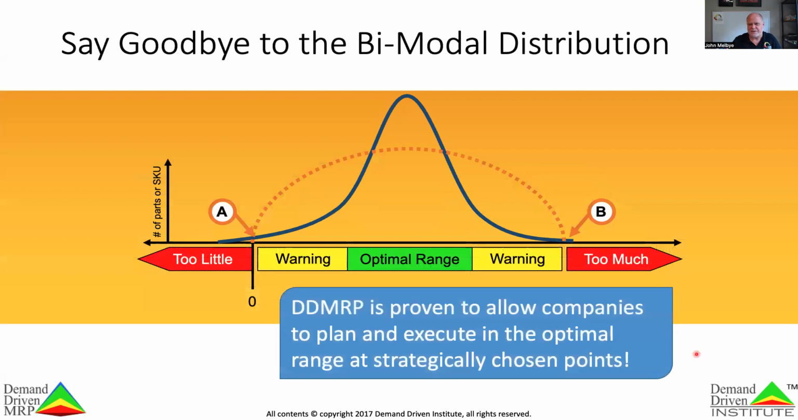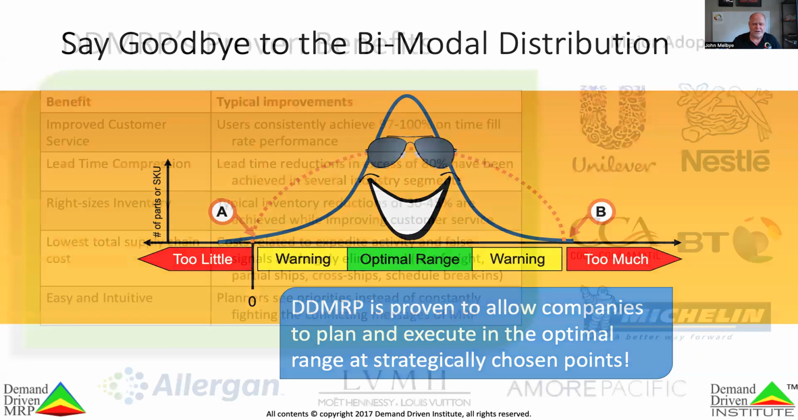So we say goodbye to the bimodal distribution. We end up with inventory in that optimal range for those strategic buffers. And we end up with the tails of the distribution being our continuous improvement list. So we can apply our improvement tactics to continue to grow that optimal range. And we end up with happiness all around.